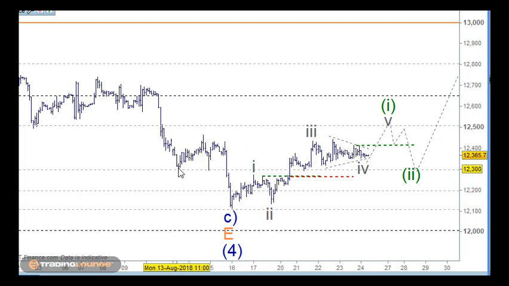This could actually be counted as a triangle, an A and a B and a C and a D and an E wave here. So it's just not quite clear enough for me.